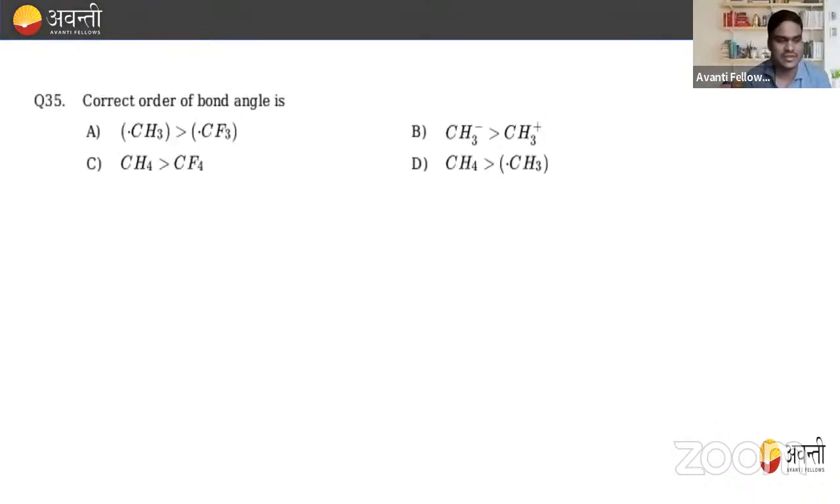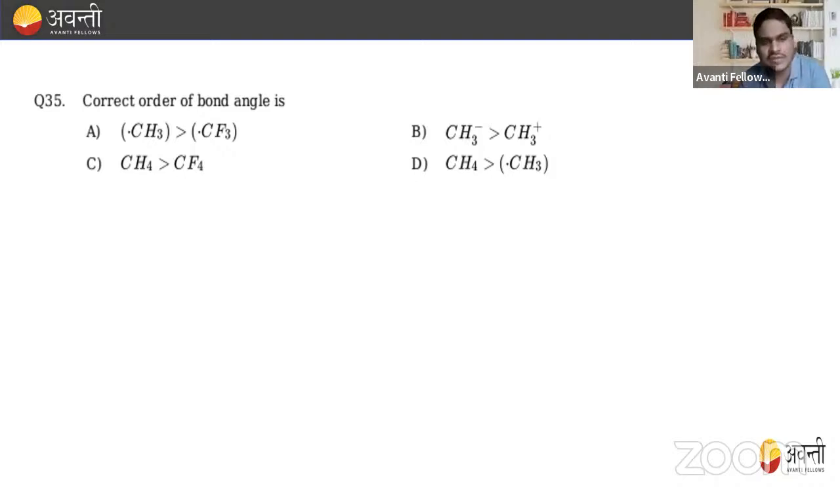That is question number 35. What does question number 35 ask? What is the correct order of the bond angle, right? The free radical of CH3 having bond angle greater than the free radical of CF3, and the carbanion having greater bond angle than the carbocation. So we know that a carbanion has a lesser bond angle than the carbocation. So this is an absolutely incorrect statement.